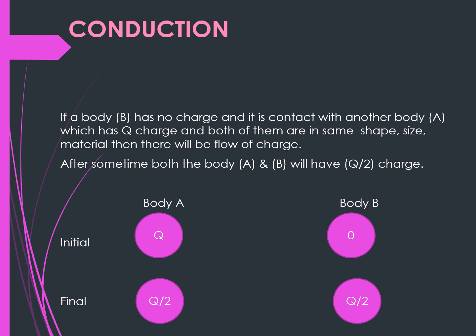The total charge that bodies A and B have is Q, because A has charge Q and B has zero charge. So the total charge of A and B together is Q. Finally, if both bodies come into contact, the charge will be divided. The total charge is Q, and it will be divided into two for both the bodies. So A will finally have Q by 2 charge, and B will also have Q by 2 charge.